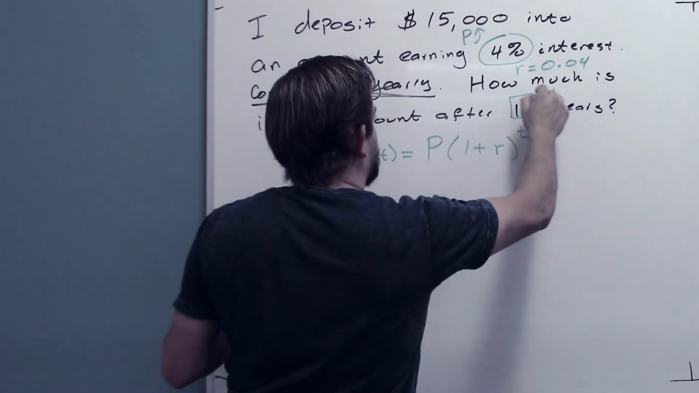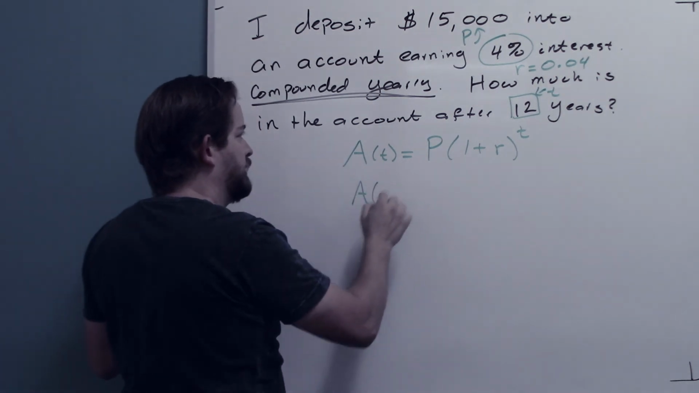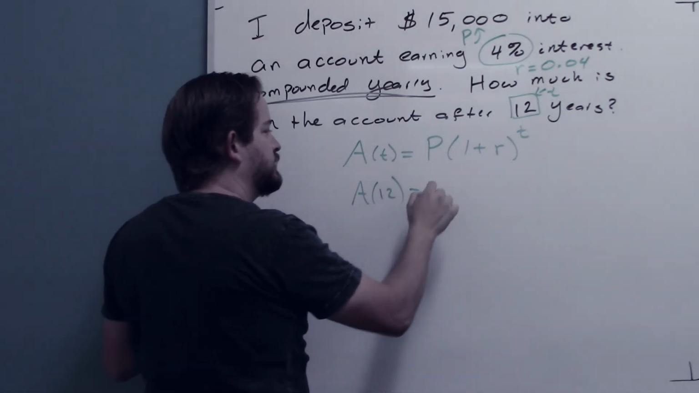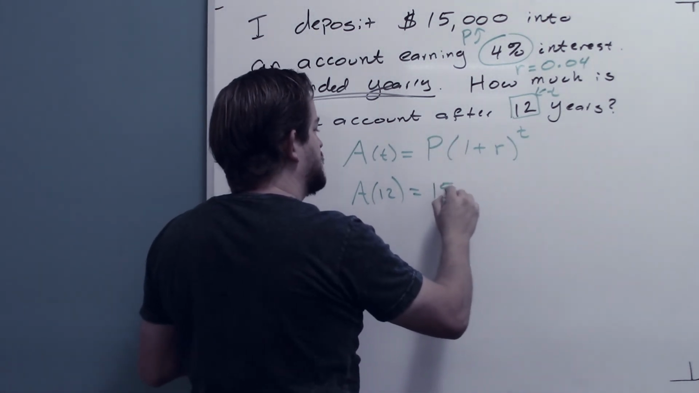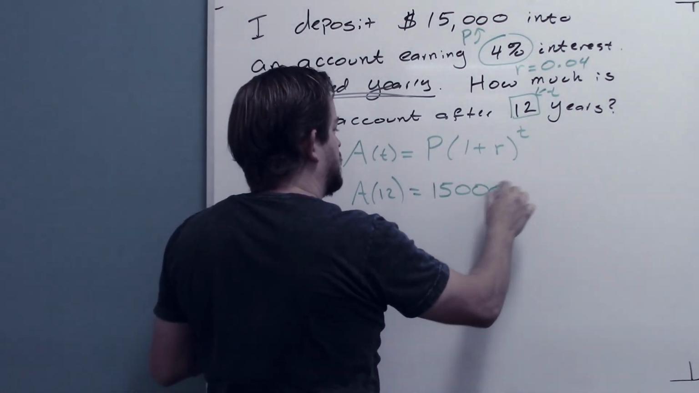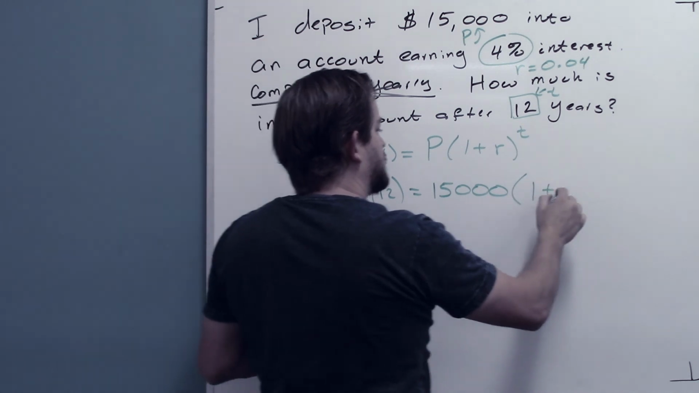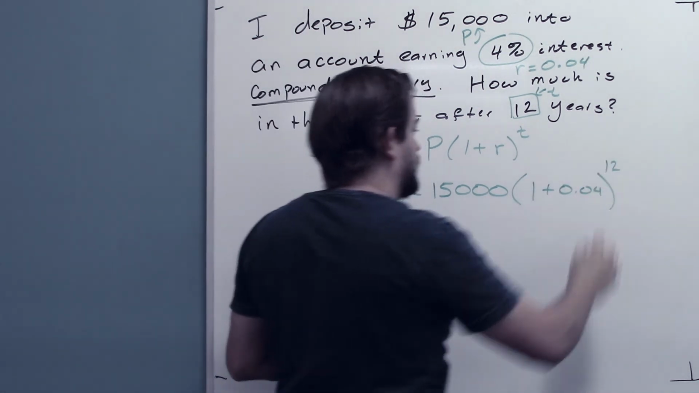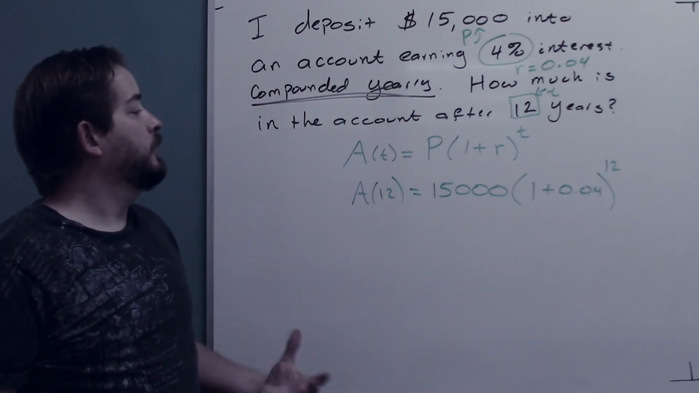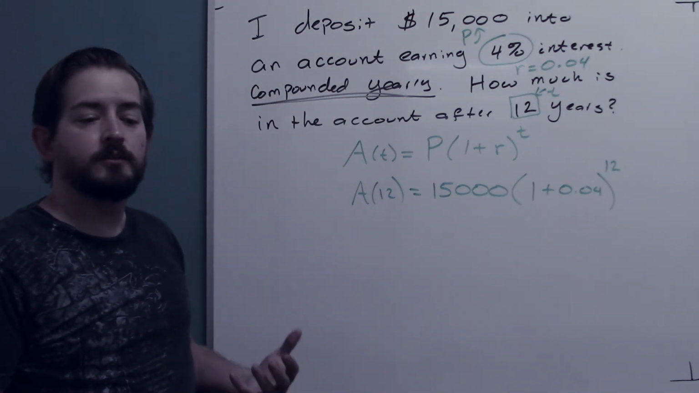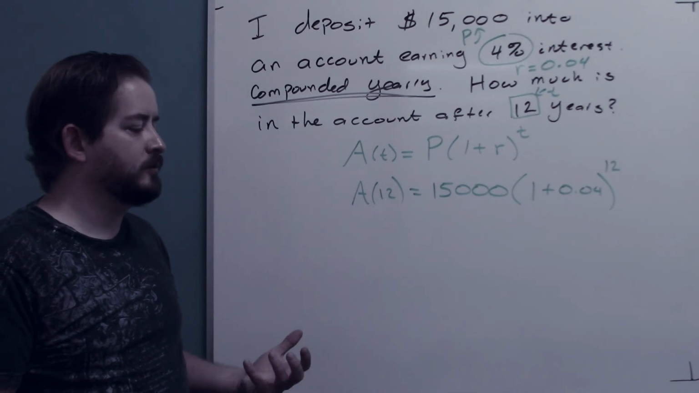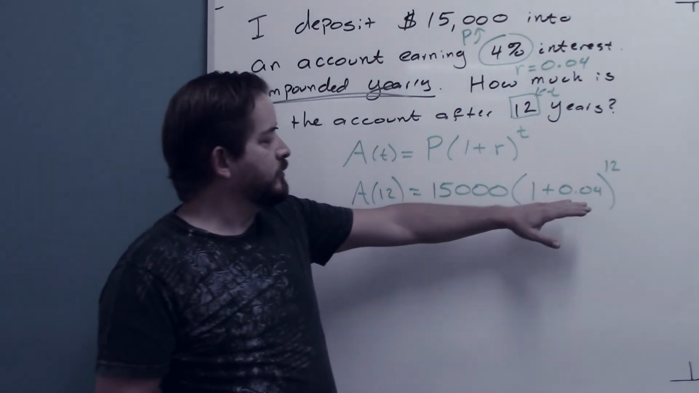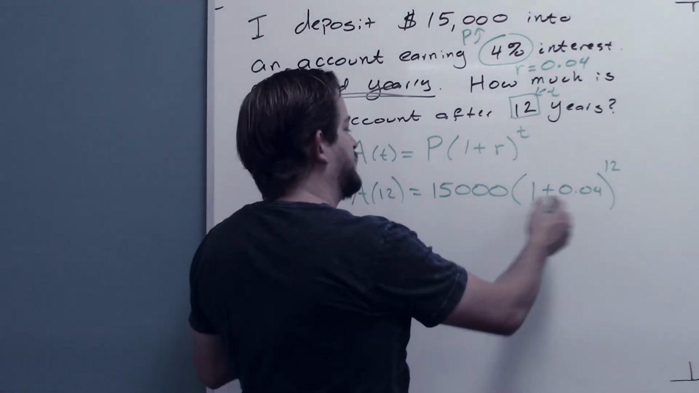So all I have to do is say the amount after 12 years is equal to the principal, which is 15,000, multiplied by 1 plus 0.04, all raised to the 12. Now, I would do a lot of this by hand to start off, just to make sure that I don't throw a huge thing into my calculator and mess it up. So I'm going to simplify this 1 plus 0.04.